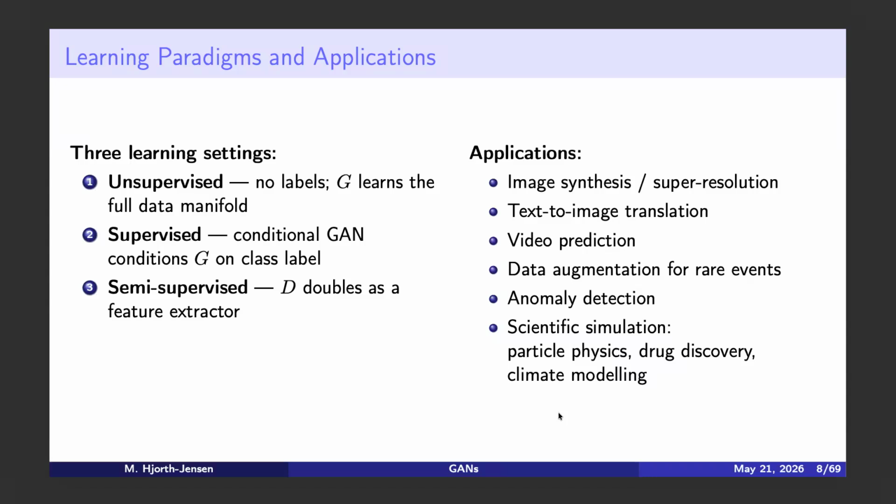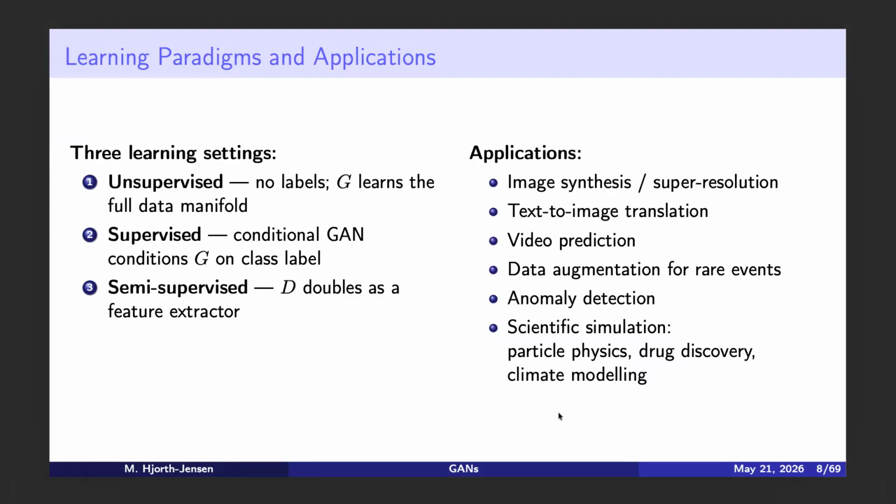So these are actually very interesting methods, and the reason is that you can apply them to all types of situations. You can use it for unsupervised data, so there are no labels, and that means G learns simply the full data manifold. You can do it on supervised data, or semi-supervised, where you have a mix of labeled and unlabeled data. So this is an extremely flexible method.